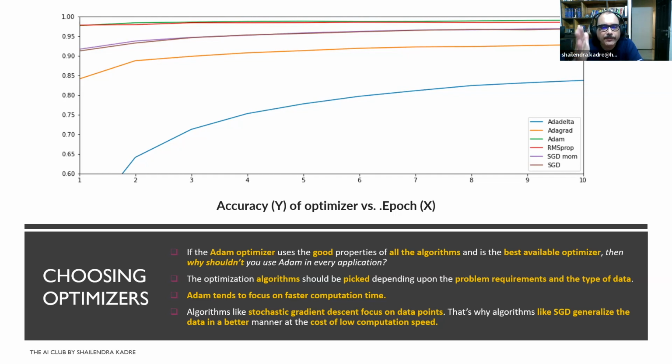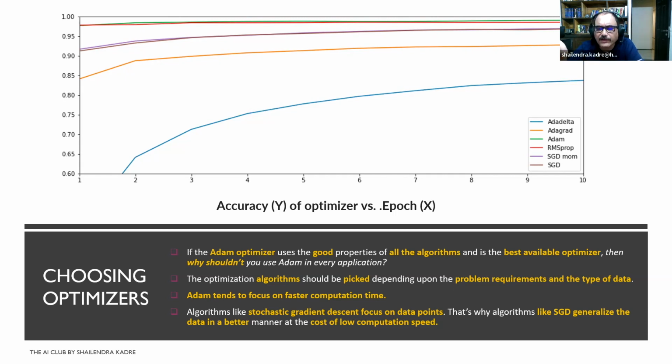For the same problem, we have used different optimizers for training, and we can see that the best performer is ADAM. SGD with momentum is the blue line, the bottom-most, which is not performing that great. Here is the accuracy on the y-axis and the number of epochs on the x-axis. SGD and SGD with momentum are not performing that great. ADAM is performing great. So we should always start with ADAM.